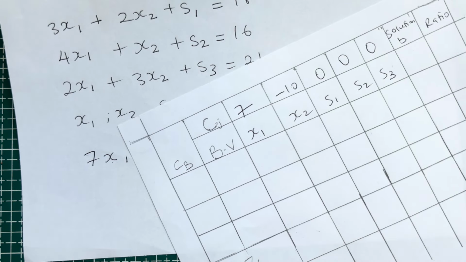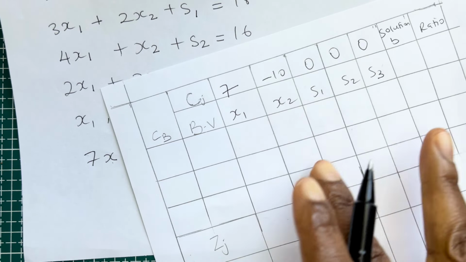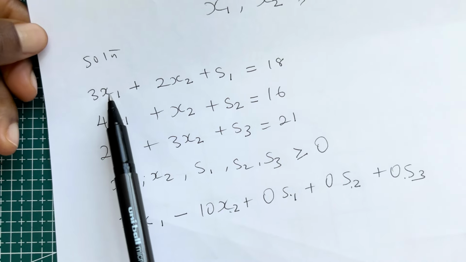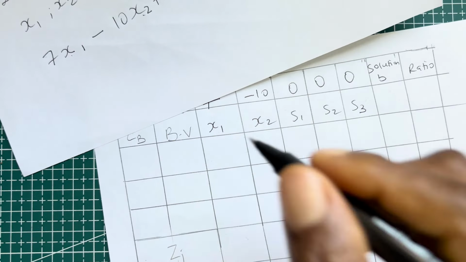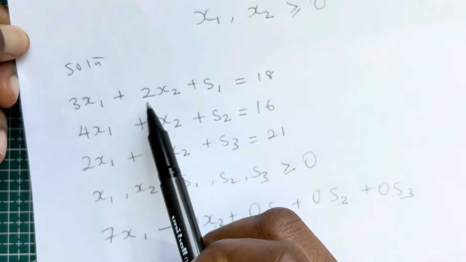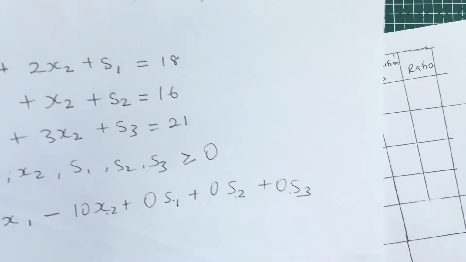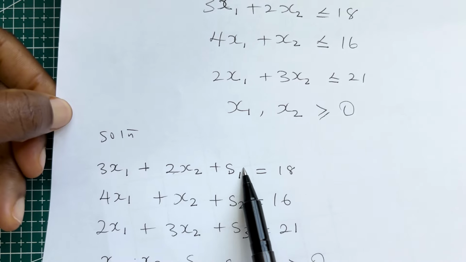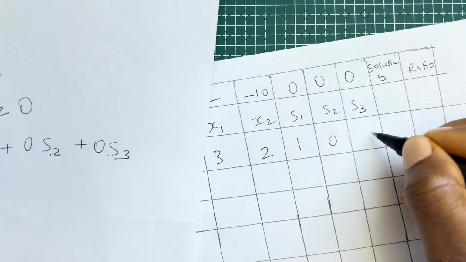So the next is to write our constraints here. So we have the first, second, and third constraints. From here we have 3, 2, and 1. Under x1 here we have 3. For x2 we have 2 here. For this we have 1. We don't have s2 and s3, therefore we are going to represent that with 0. We have 0 and 0.